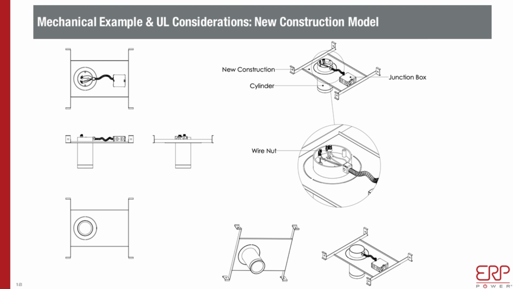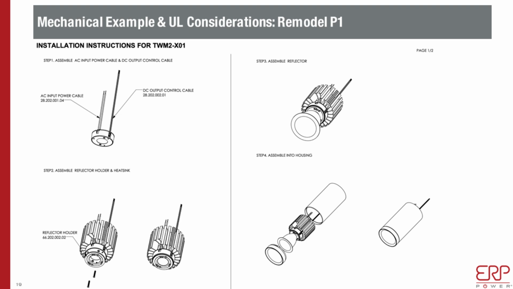So the next one, this one was for new construction modules. Think about it as a new building where you're going to have a new installation or a new downlight. So the second one is a remodel. The fixture is already there, the can is already there. And this model of design is exactly for that.